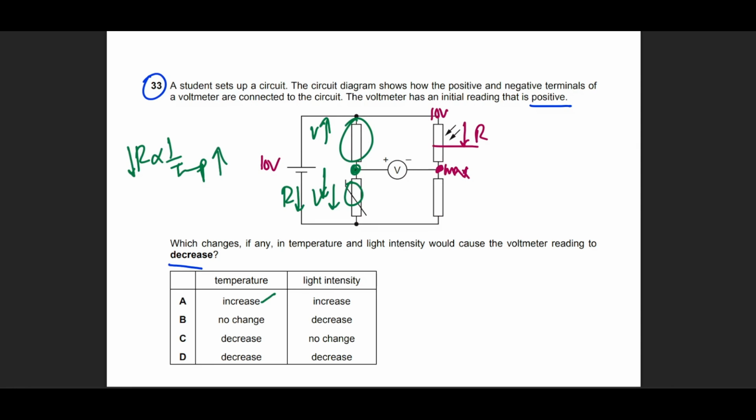So I want the LDR to use less voltage, so that if this was 10, and previously in my example this was 5, I want to raise it up to 6. Then of course, I'll have to ask the LDR to use less voltage so that more voltage can show up at this node. So how can I reduce the resistance? Decreasing the resistance is an inverse relation with light. Light intensity has to be increased. So this is going to be option A.